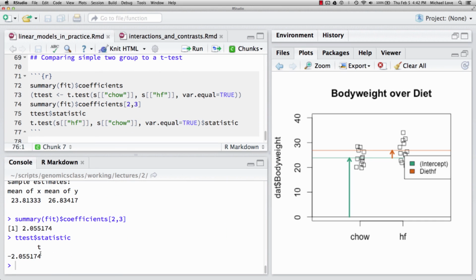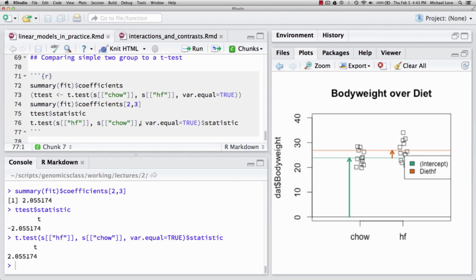So here's our minus from the t-statistic, and that's just because when you do a linear model, it looks for the difference between the non-reference level and the reference level, so high-fat minus chow. And when you give numbers to t.test, it looks at the difference between the first and the second. So in this case, if you want to get the exact same number, without the minus 1, you put HF first and say, I want to look at the difference between HF minus chow. So there we get plus 2.055.